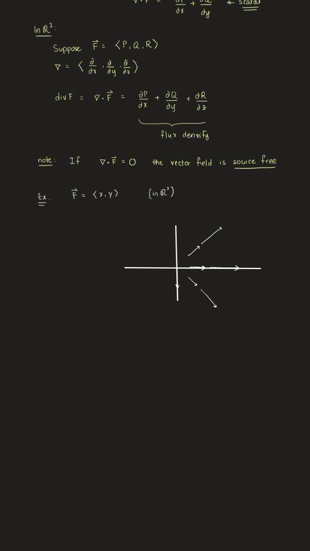In R3, it looks very similar. It's just very difficult for me to draw that. So there's our radial field. And the vectors get longer as we get further out. And so as you can see, right, this seems to be radiating outward. So we say that this vector field is a source field.